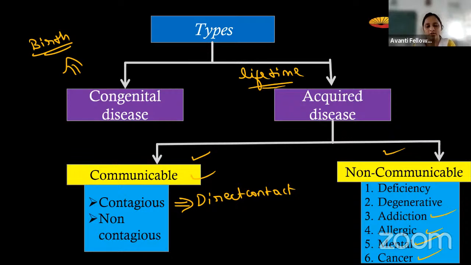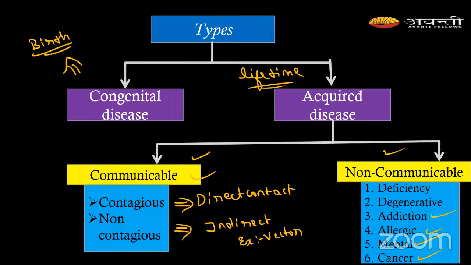When it comes to non-contagious, it is not transmitted directly. For example, it is transmitted by a vector. That we call non-contagious, meaning indirect, students, or vector-mediated. If you take the example of malaria, how is malaria transmitted? By sitting with a malaria patient, will you get malaria? No. It is transmitted by the malaria parasite.